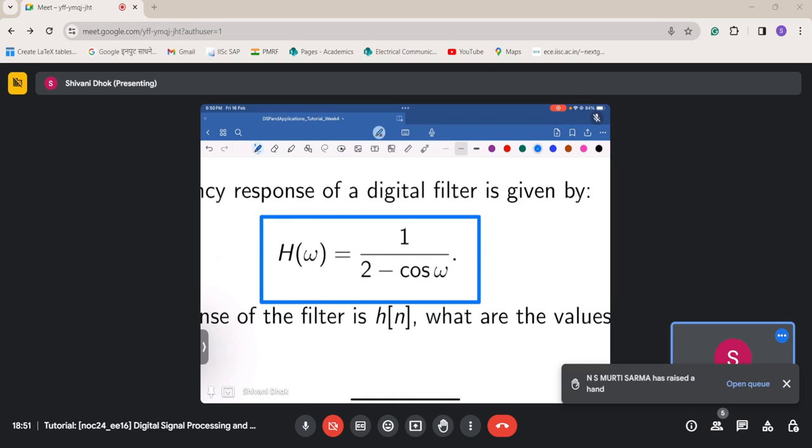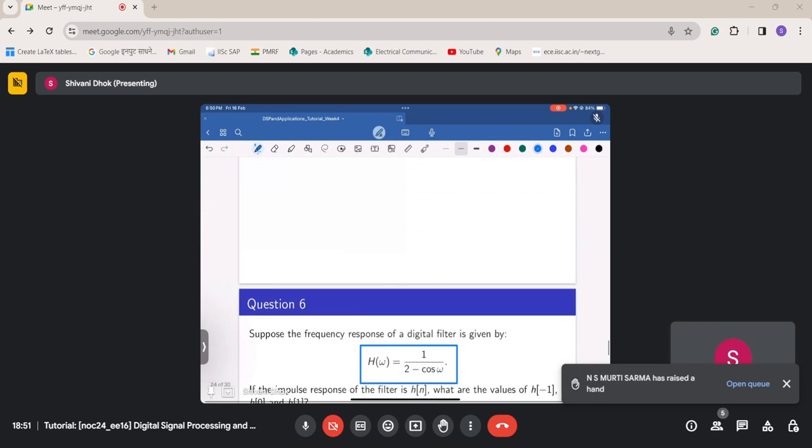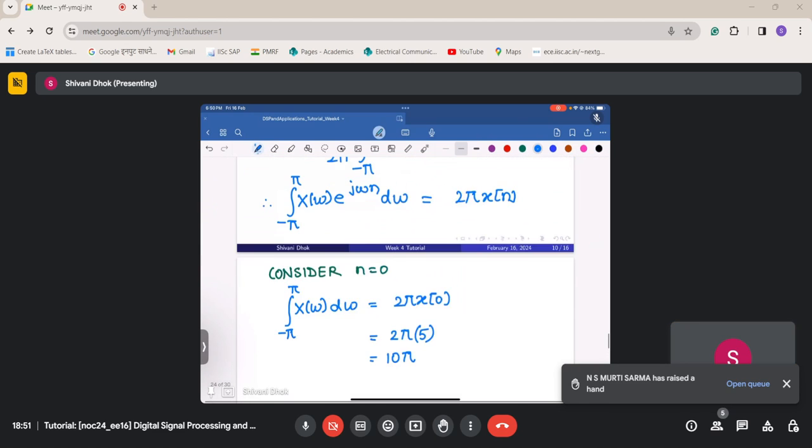Yes, sir. Madam, you did it for n is equal to 0. Others similarly have to be carried out.